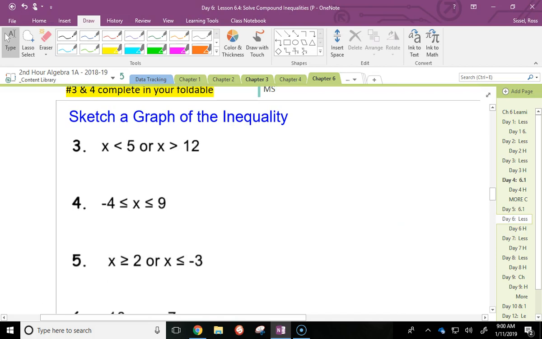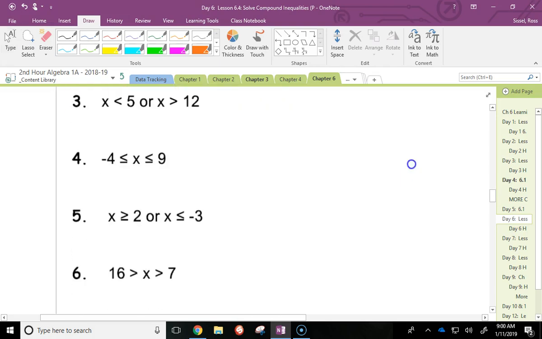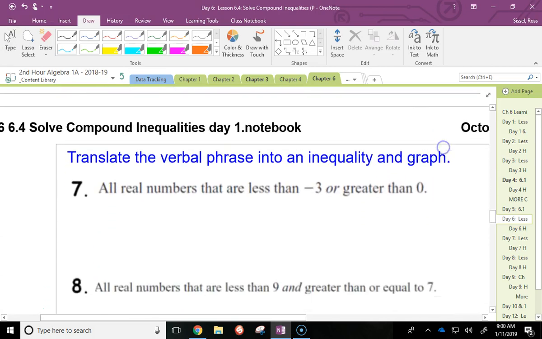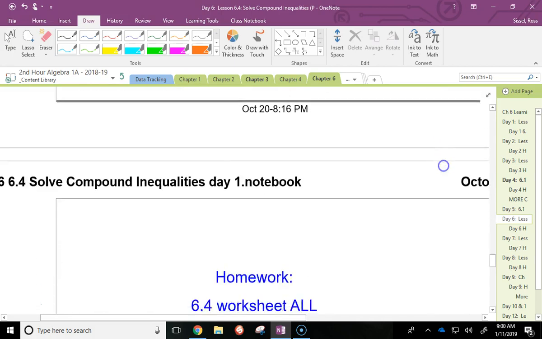This was in our foldable, I believe, correct? Complete 3 and 4. Wasn't this in our foldable that we did? 3 and 4. These were in our foldable, so we've already done them. Because of time, I don't think we're going to jump on these last ones.